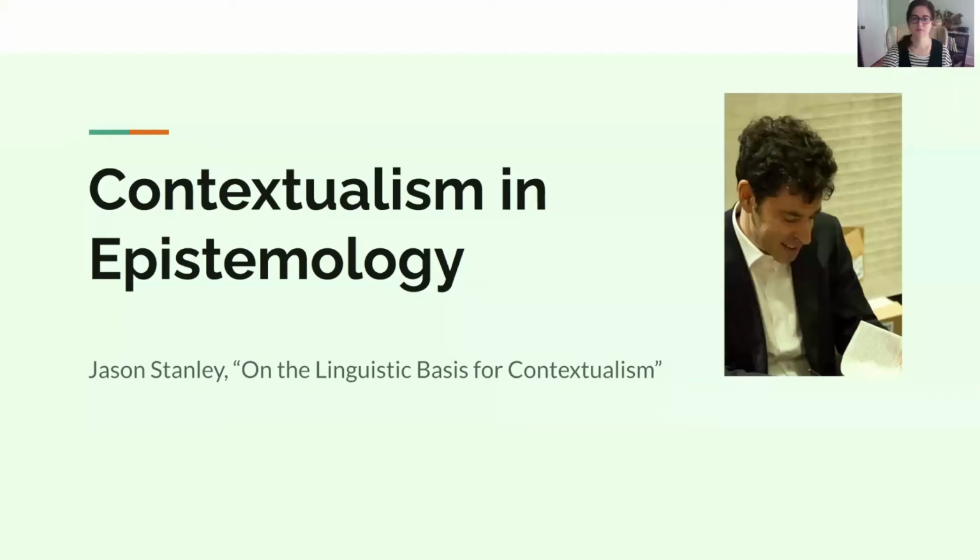get started. Right, so this right here is Jason Stanley. He's the one who's written this article that we're reading, which is called On the Linguistic Basis for Contextualism. And he's actually going to spend most of this paper critiquing approaches to contextualism. And his critiques are going to be based in principles in linguistics and principles in the philosophy of language. So he's going to be saying that maybe contextualism has a bad basis. But before we get into that, what is contextualism as a view?